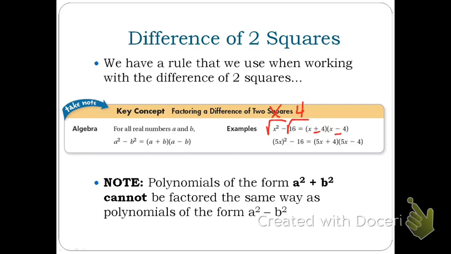So note, polynomials in the form of a squared plus b squared, or addition of squares, cannot be factored in the same way as polynomials that are a difference of squares in the form of a squared minus b squared.